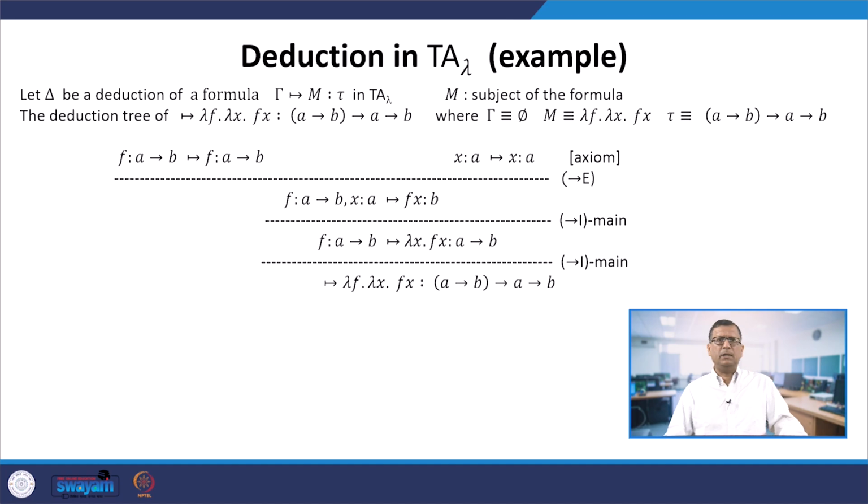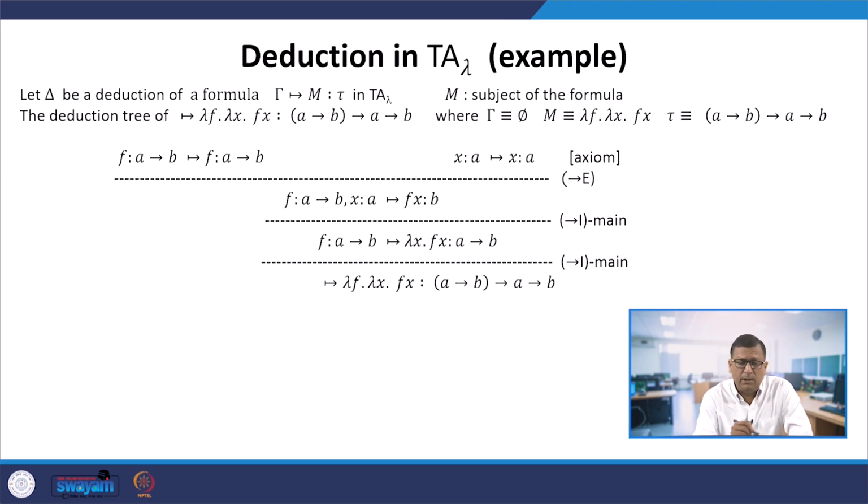So let us first discuss the deduction in T lambda. We will take a small example. Consider this formula. Let delta be a deduction of a formula with context gamma, term m and type tau. We call m the subject of the formula. In this example, m is lambda f dot lambda x dot fx and tau is (a arrow b) arrow a arrow b, and the context is empty.